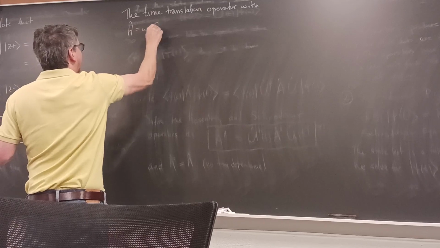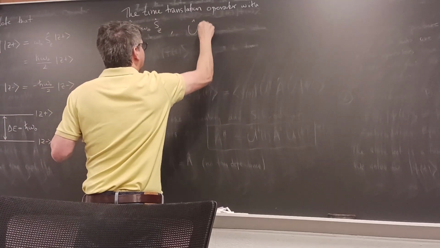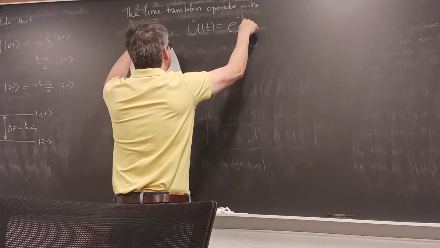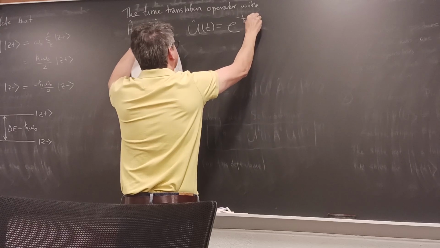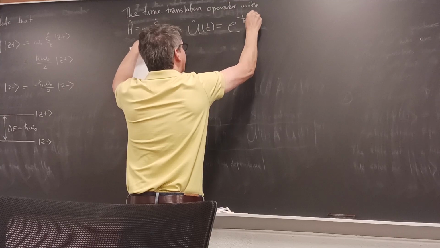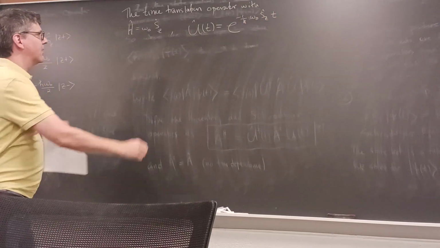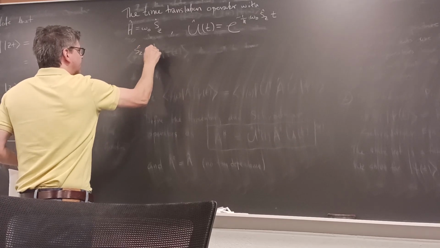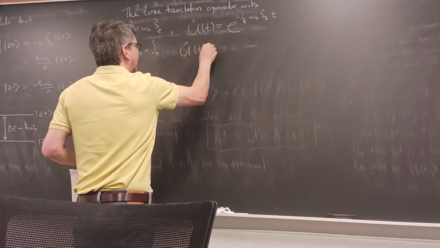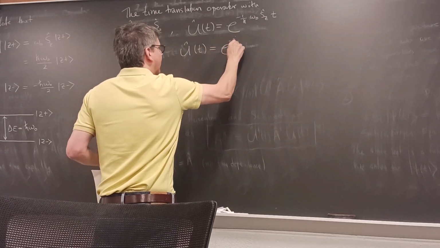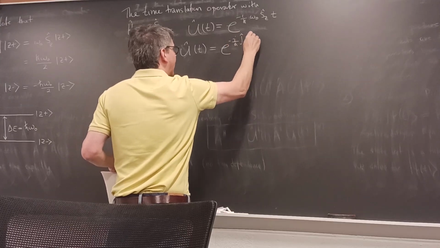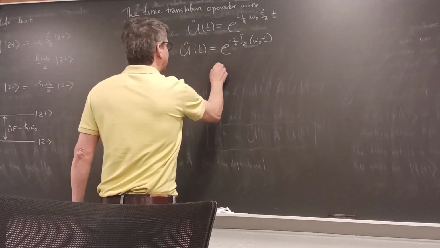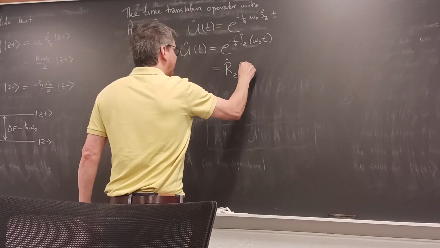With this particular Hamiltonian, we have U hat of t equal to e to the minus i over h bar, H, which is omega 0 Sz hat, times t. But remember that Sz hat is the same thing as Jz hat, so U hat of t is equal to e to the minus i over h bar Jz hat times omega 0 t. But this is just the rotation operator about the z-axis. This is just Rz hat of omega 0 t.